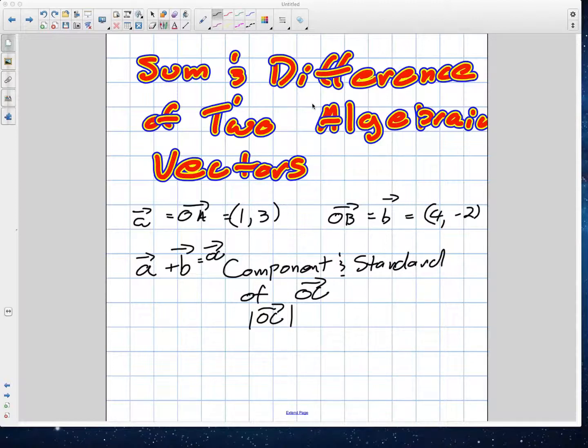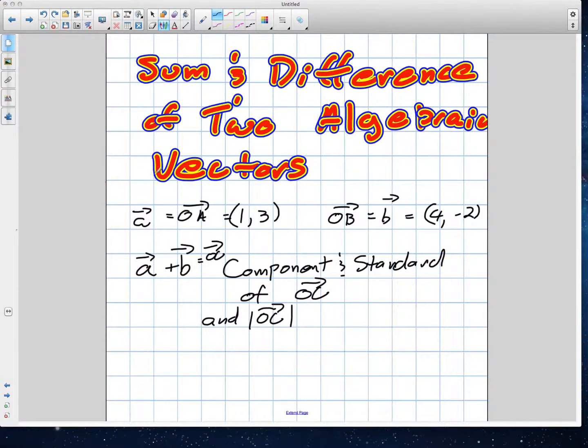Since A plus B is going to be equal to OC, our new OC, we want to put OC in component form and in standard form, and we're going to figure out how to find the absolute value of OC. And we'll talk about how all of these relate to each other.